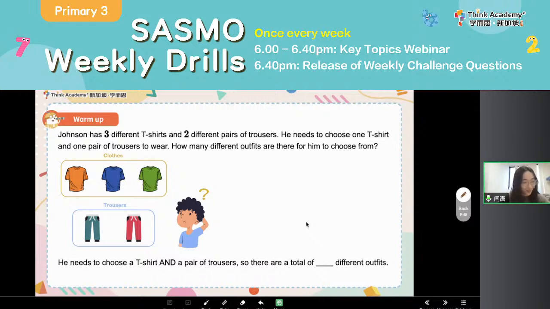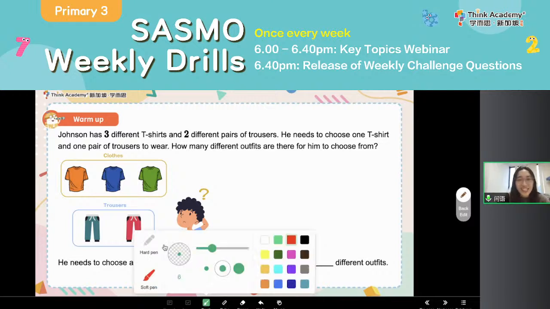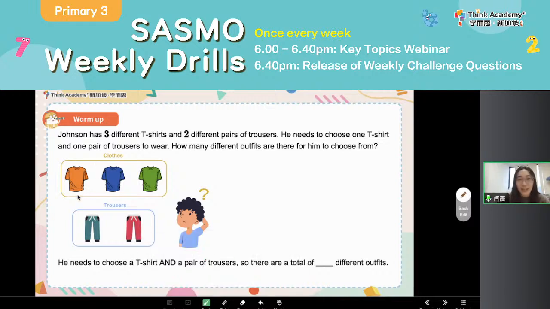Six? Oh, so fast. Okay, good job. So here you can just check one by one. For example, if we start from the orange t-shirt, now we have 1, 2 different ways. And then let's move on to the blue one.